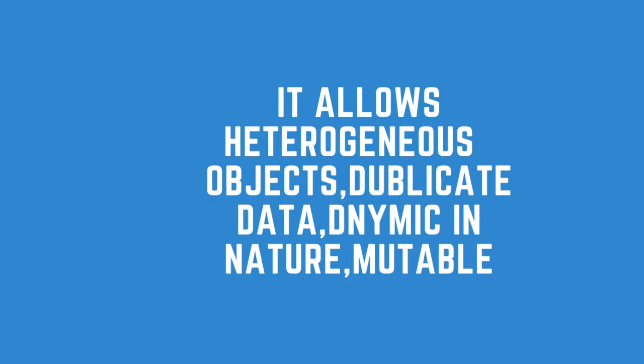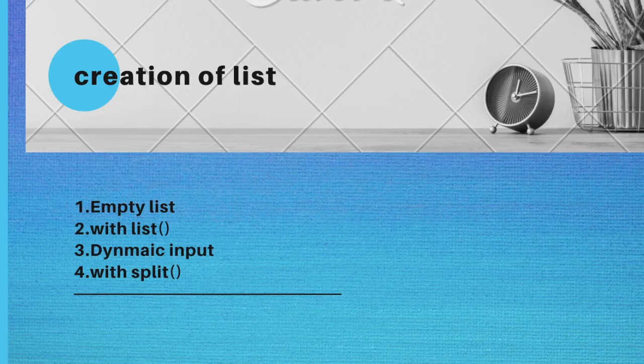Now we will see how we can create a list. There are basically 4 methods. First we will see how to create an empty list, second how to create a list using the list function, then how to create a list using dynamic input, and the last one using split.